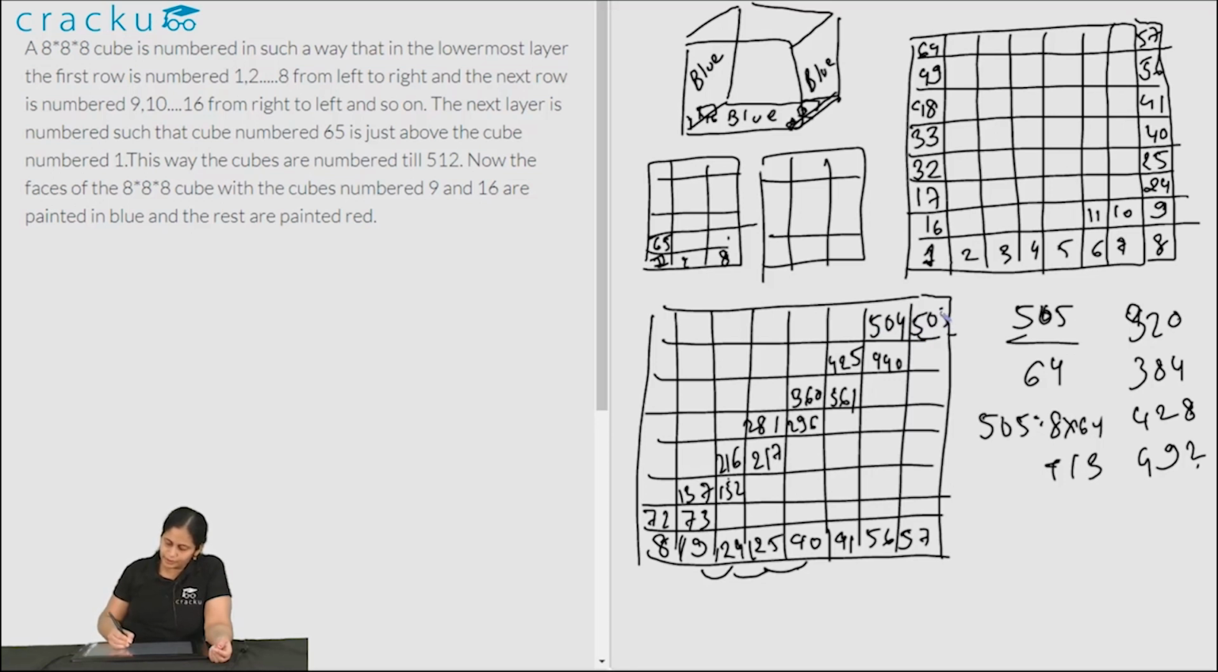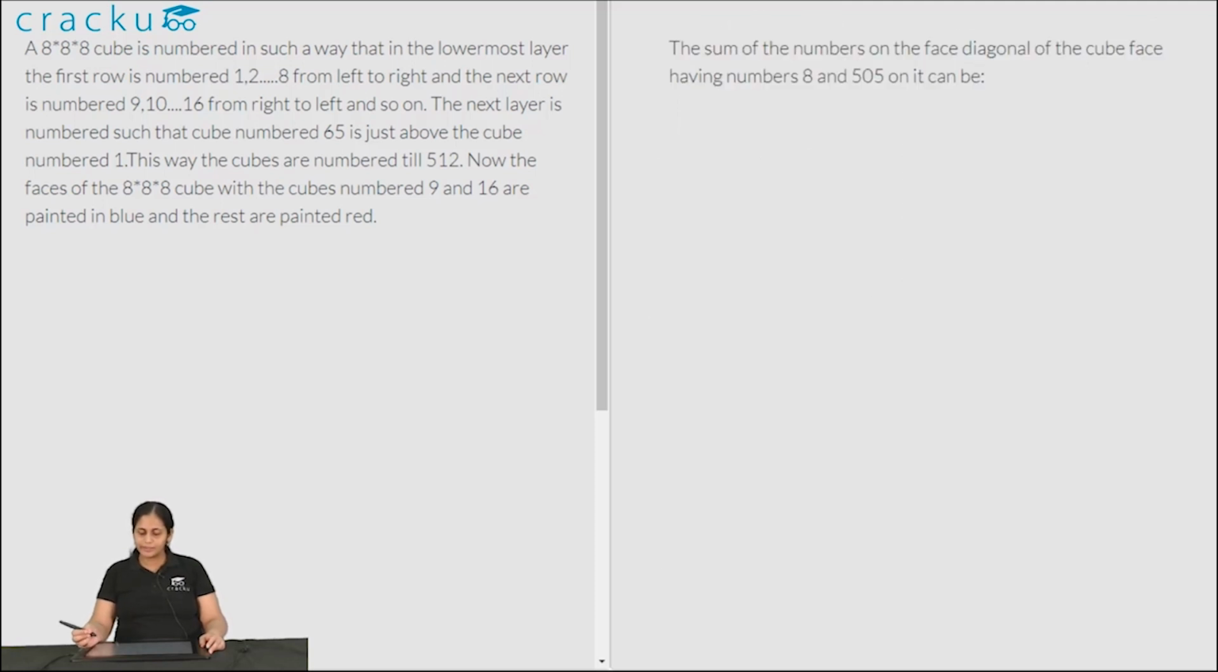So this is the face that is being asked, with 8 and 505 on it. So I have calculated the numbers for the right face. This is one face diagonal, the other face diagonal is over here. Now let me see what is being asked. The sum of the numbers on the face diagonal of the cube face having 8 and 505 on it can be, and the options given are 2042, 2052, 2049 and 2050.